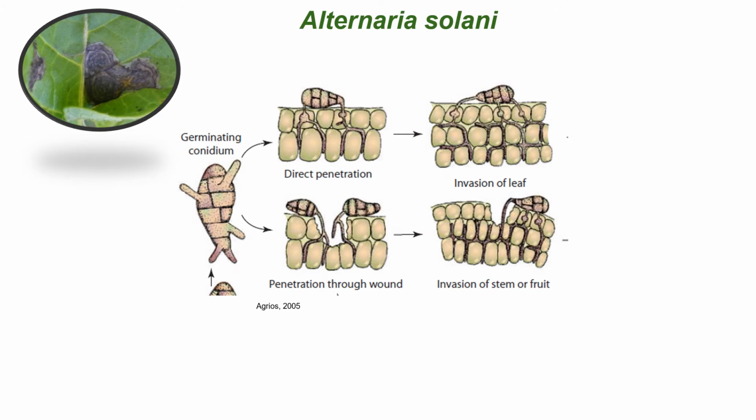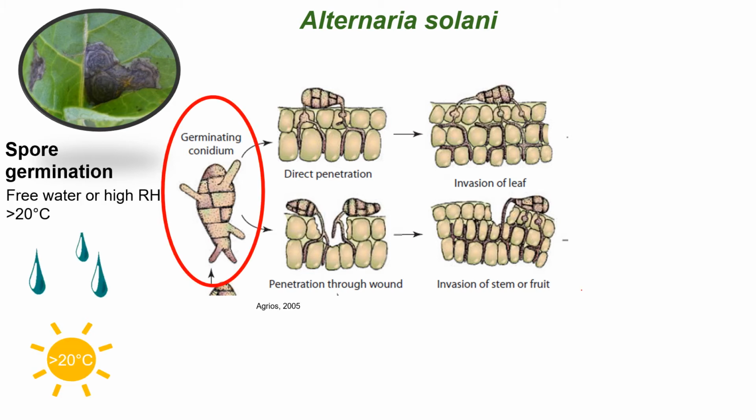So now we move on to, once the primary inoculum, or secondary inoculum for that matter, arrives at a plant, the spores need to start germinating. So for spore germination of Alternaria solani, free water or high relative humidity is required. Temperatures above 20 degrees C are required for spore germination of Alternaria solani.